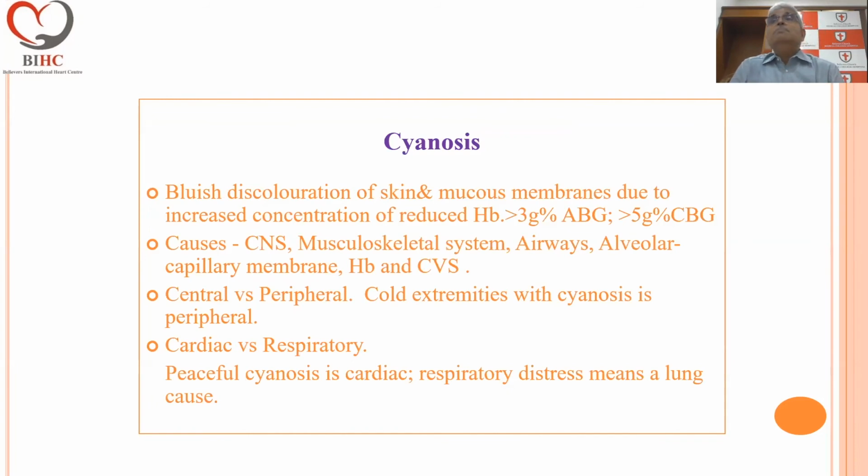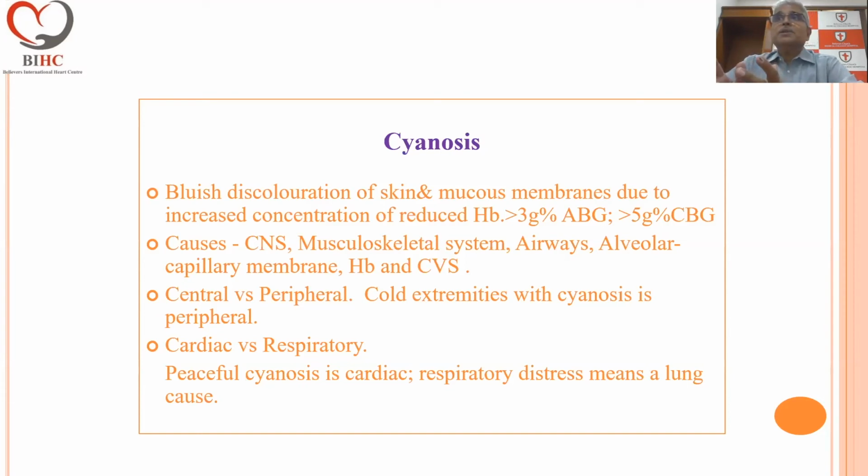A major symptom and sign is cyanosis. Cyanosis is a bluish discoloration of skin and mucous membranes due to increased concentration of reduced hemoglobin. The amount of reduced hemoglobin that you need in the arterial blood gas to cause visible cyanosis is more than 3 grams per cent. More than 5 grams per cent in the capillary blood will cause cyanosis to be apparent.